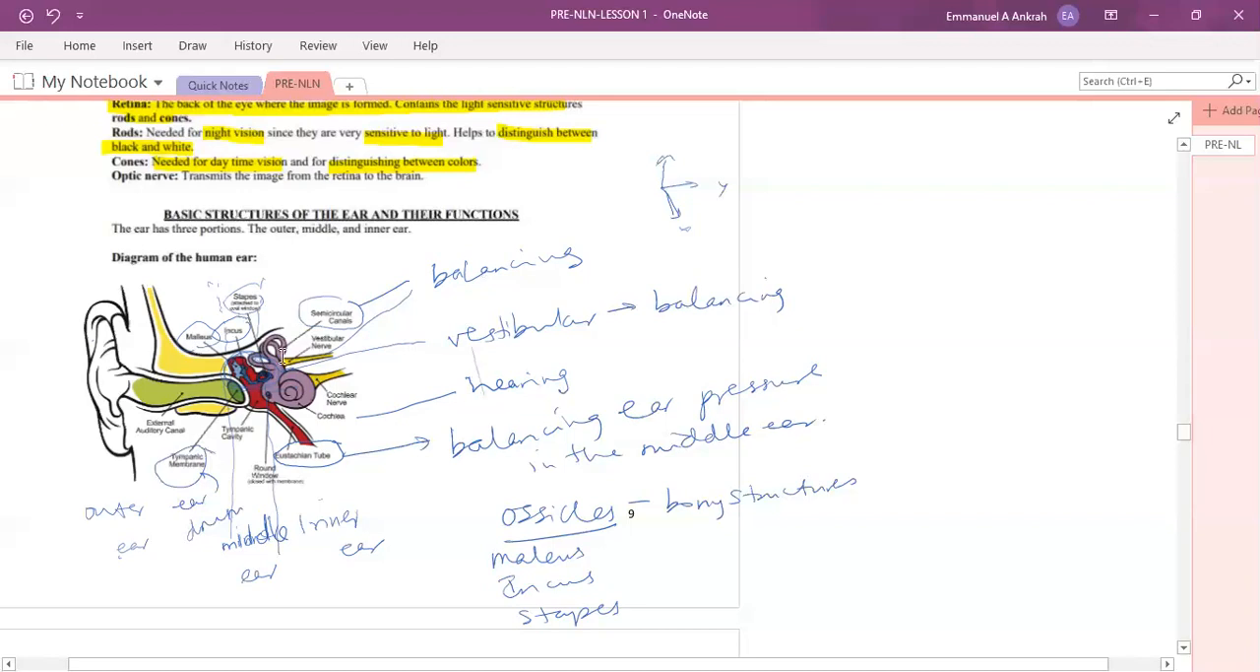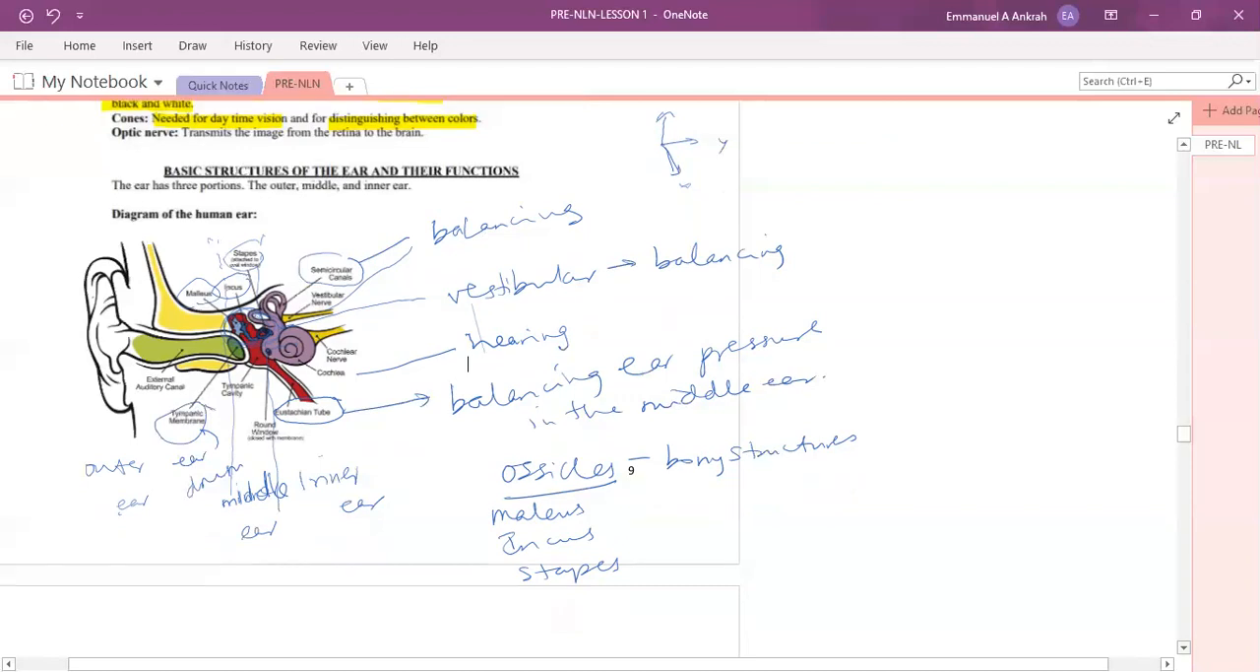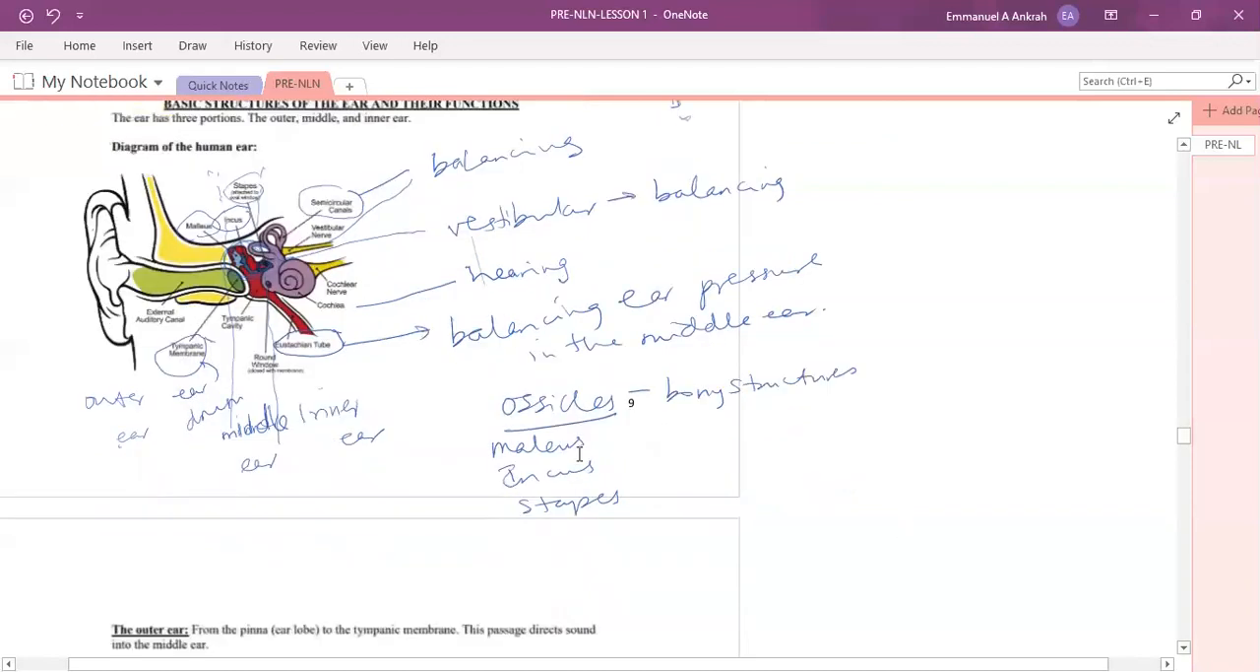Okay. Cochlea for hearing, semicircular canal for balancing, eustachian tube balancing the pressure in the middle ear, and then the function of the ossicles, the 3 bony structures that increase the vibration.